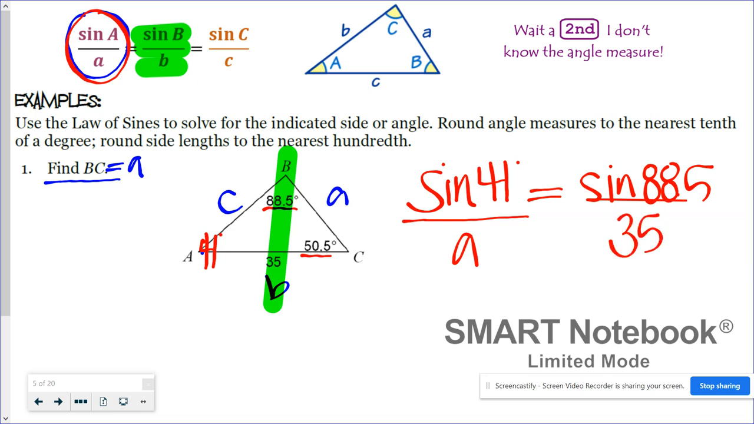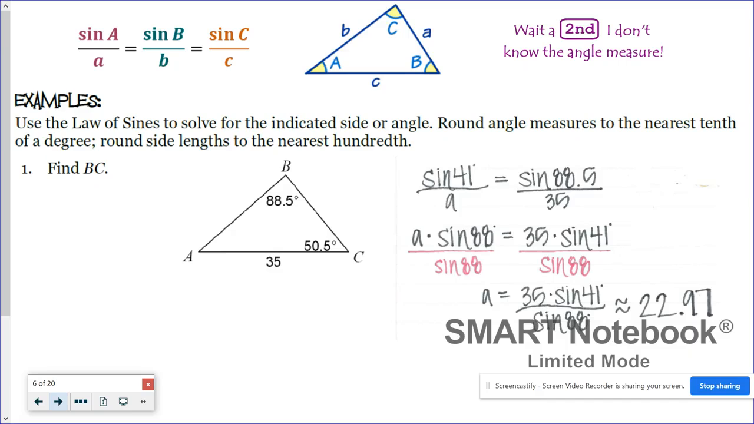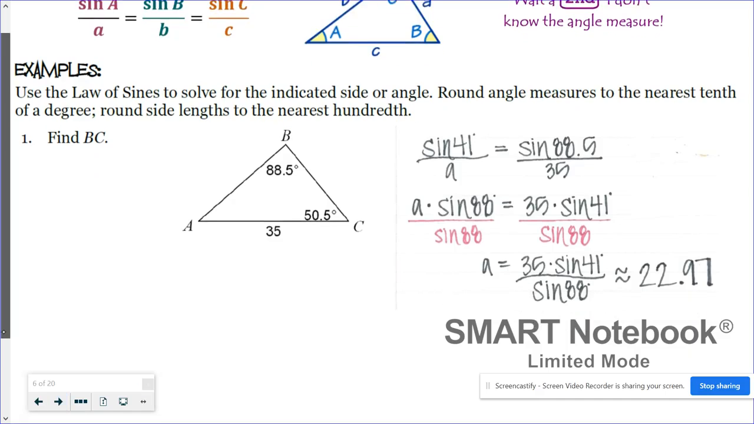Okay, so this is my initial equation using the law of sines. I've got my buddy system ratio, the ratio that I'm using to find side A. To solve this proportion, you can cross multiply. Let's take a look at what all of this looks like, because I've already done the work.